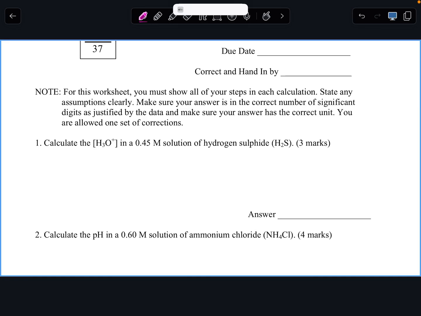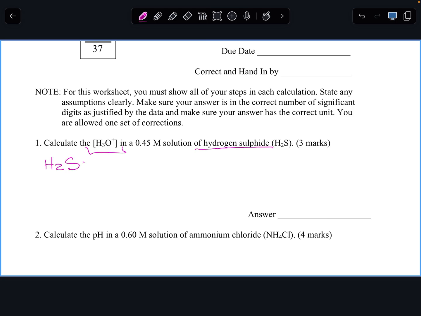Here's a worksheet, and let's see what this one looks like. Please join me in this one because this is sort of fun calcs. We're given and asked to find the hydrogen ion concentration of an acid, hydrogen sulfide.